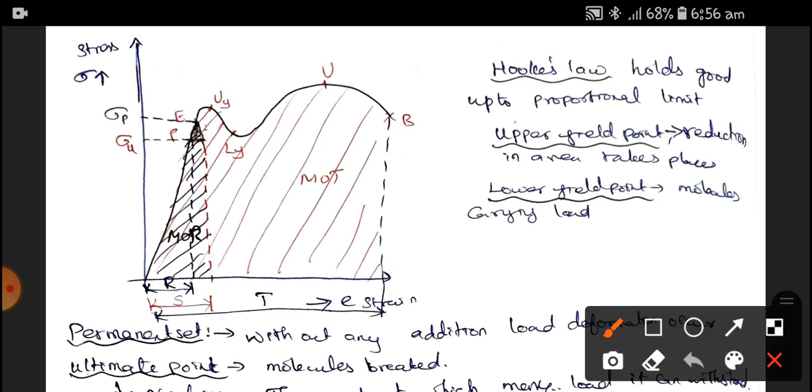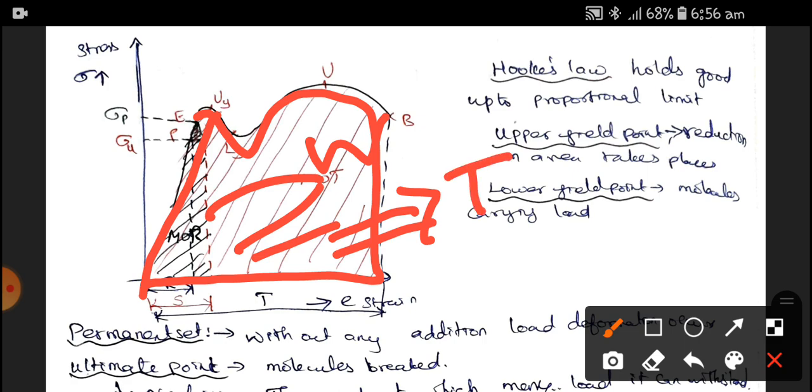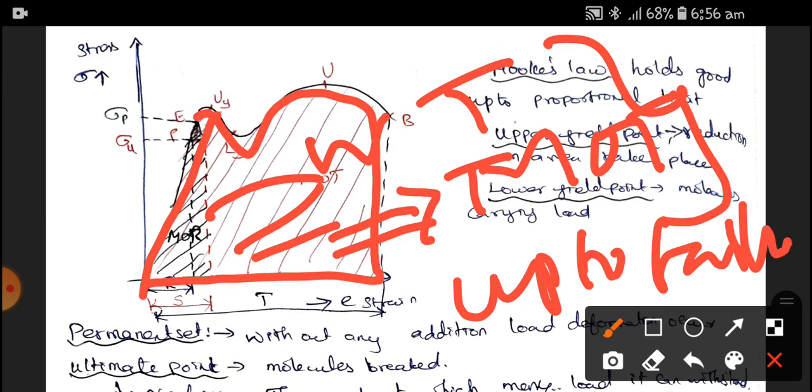And the last one, if the material is strained, under the stress strain diagram, this area is called the work done on the material. Therefore, up to the fracture point, it is called toughness or modulus of toughness. These two things come up to the failure point. This you have to understand in this stress strain diagram.